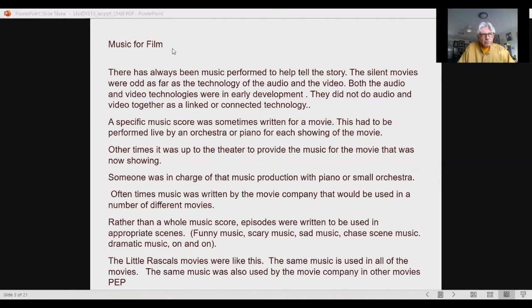So regarding music for film, there has always been music performed to help tell the story, right? The silent movies were odd as far as the technology of the audio and the video. Both the audio and video technologies were in early development. They did not do audio and video together as linked or connected technology. A specific music score was sometimes written for a movie, and of course this had to be performed live by an orchestra or a piano player at the theater. Other times it was up to the theater to provide music for the movie that was now showing.